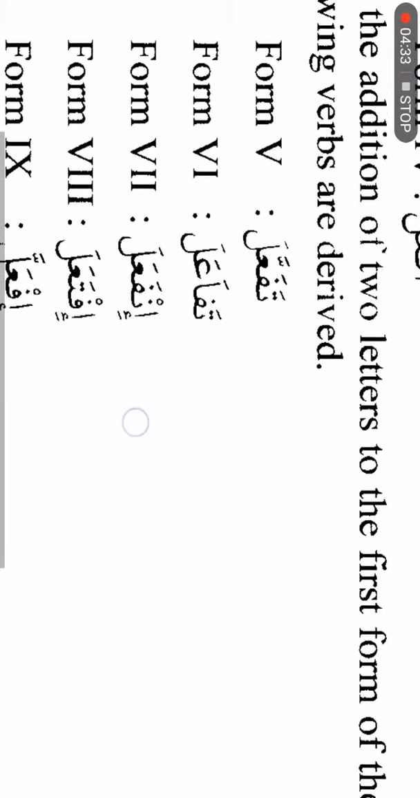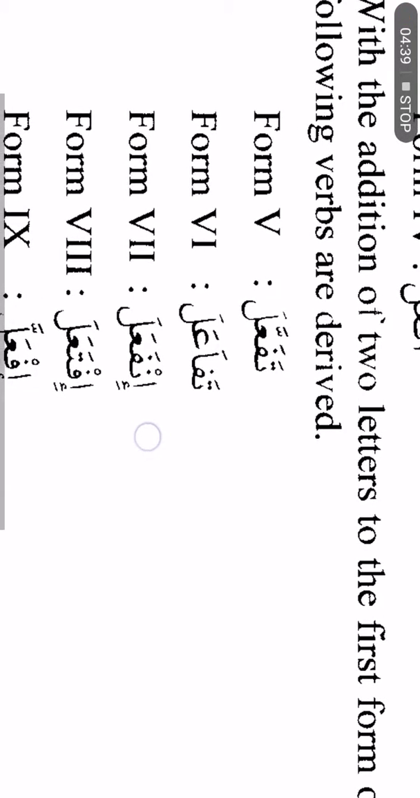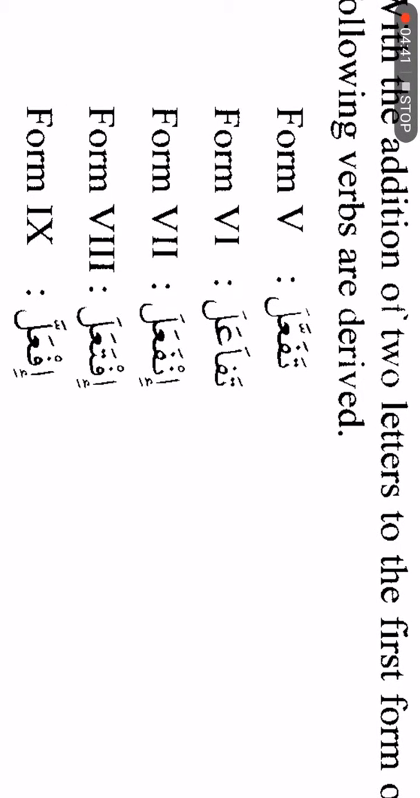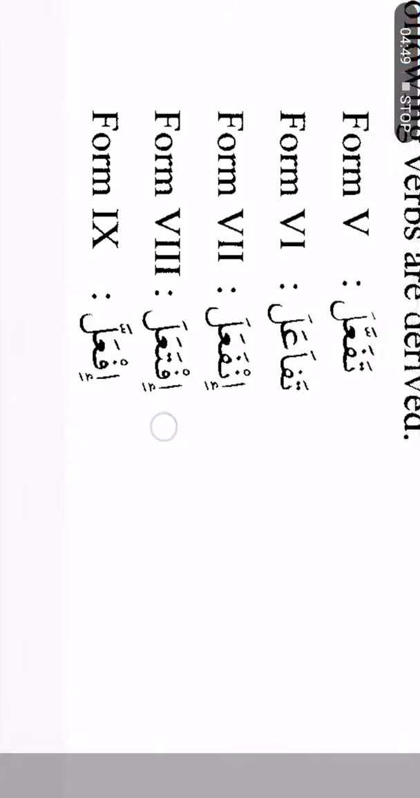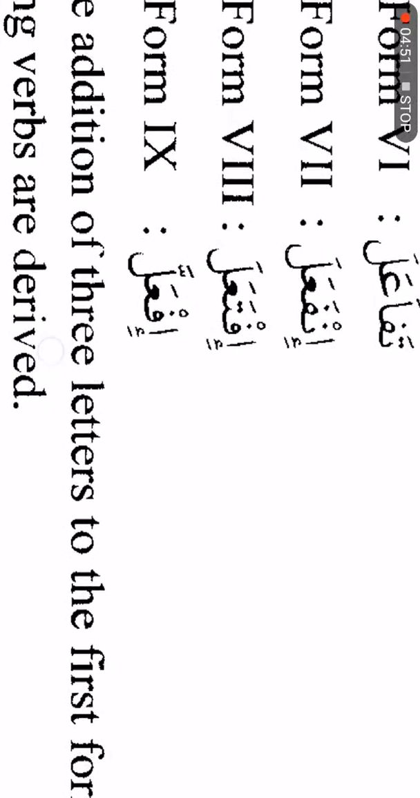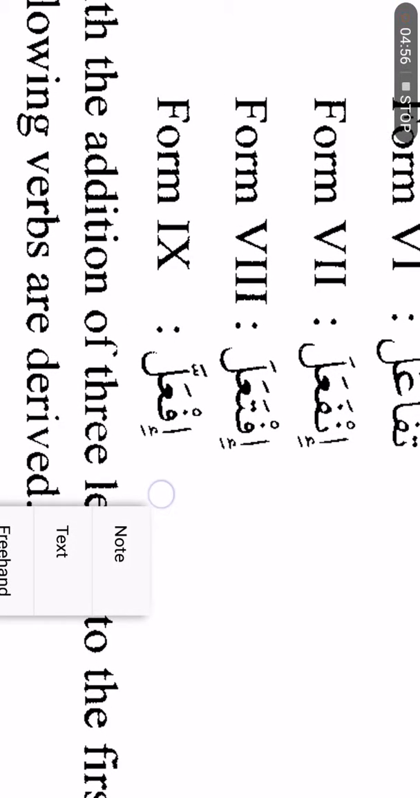Okay. Only form 7 is little different. Instead of af'ala, you add one noon and you say infa'ala. The hamza will take a kasra, in. So the extra letters are hamza and noon. Then form 8, you need two extra letters, which is hamza and ta after the first root. Ifta'ala. And the form 9 is if'alla. It's very rare. Form 9 is very rare.